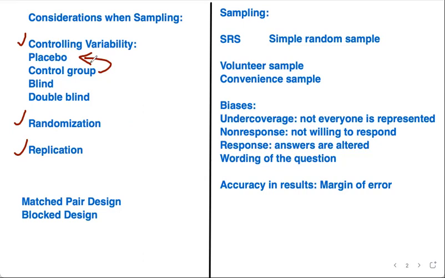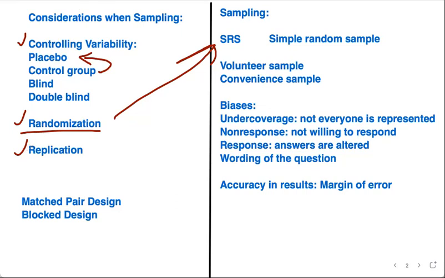Blind means the participants don't know which pill they're getting. Double-blind means the participants don't know, and the researchers don't know. There's a third party out there that will tell them later. And the reason why double-blind is good is because the researchers, if they knew who was getting what, they might bias the results. We want to randomize as much as possible. That way everything is fair and treated equally, which we're going to be talking about in just a minute.